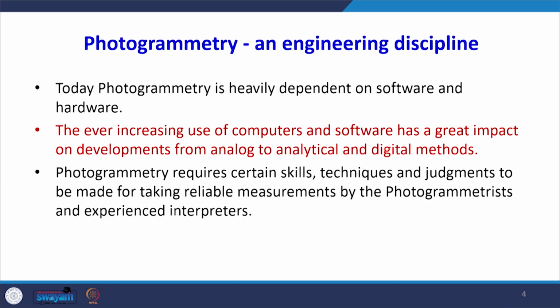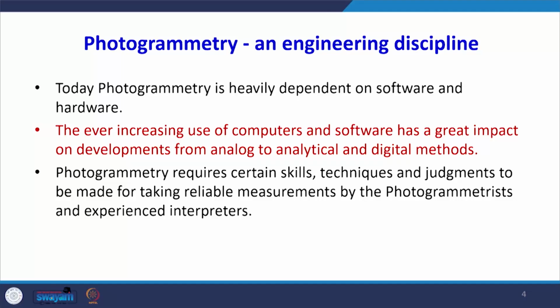Photogrammetry is an engineering discipline, and today photogrammetry is entirely different from what we used to do earlier. It is quite dependent on the software and hardware aspects in order to collect the data and to analyze the data. The increasing use of computers and software has had a great impact, which has changed our approach from analog photogrammetry to analytical and then digital methods. So from paper maps we have moved to digital maps in the digital environment.